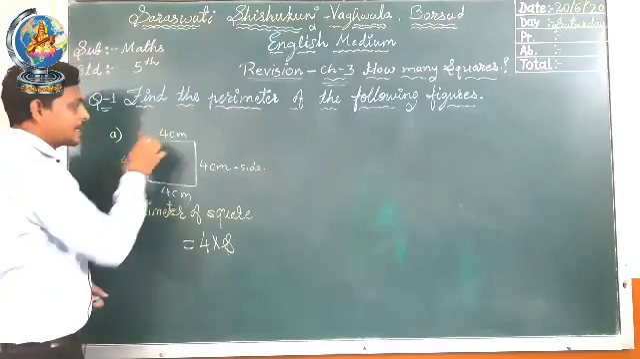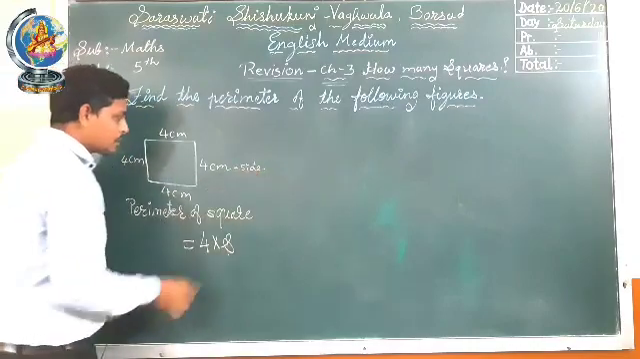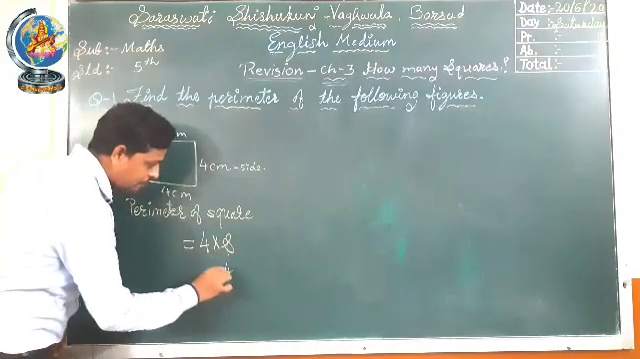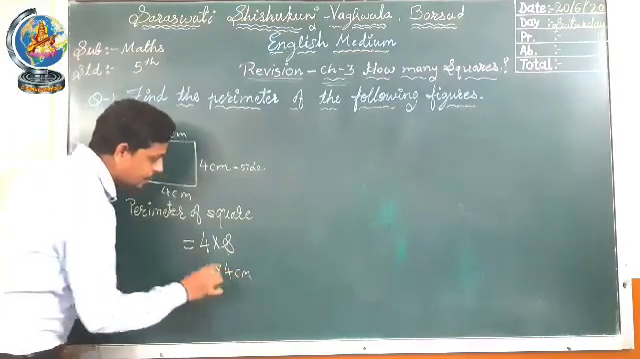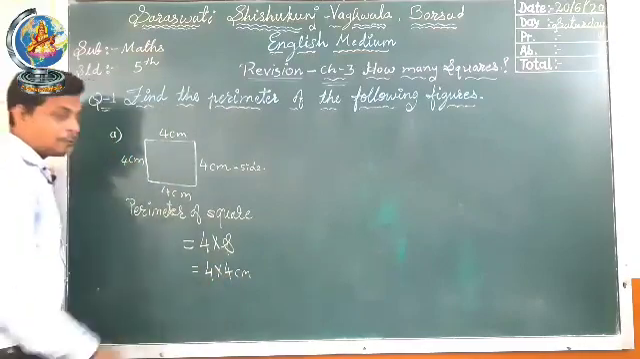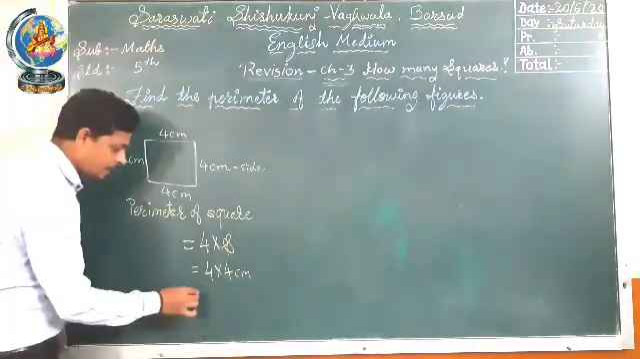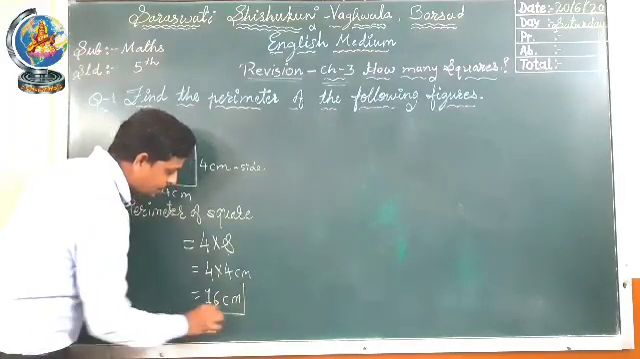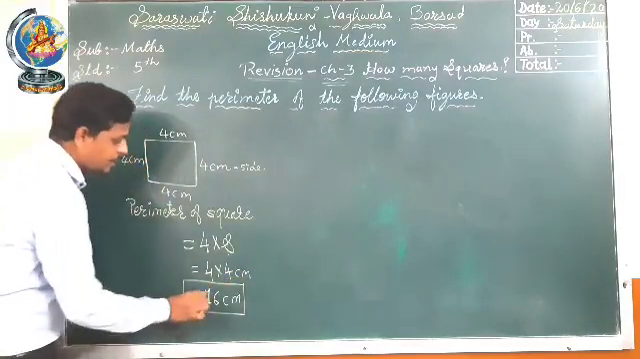These all are sides. So, side is equal to how many? 4 centimeter. So, we will write S is equal to 4 centimeter, and these 4 as it is. So, 4 into 4, how much? 4 4s are 16. So, the answer is 16 centimeter.